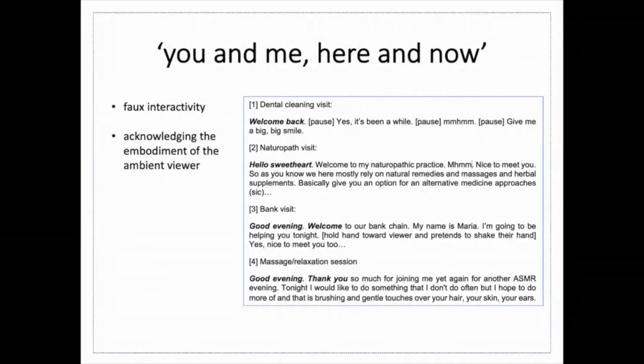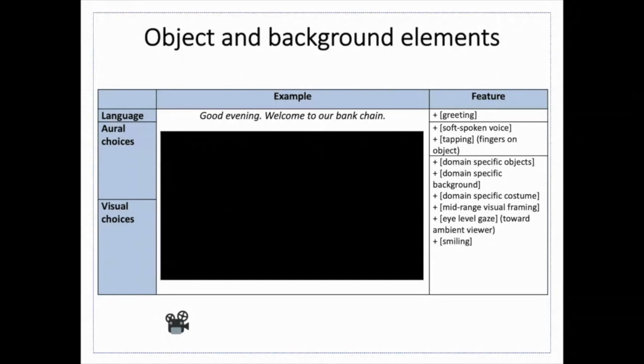It's also embellished by the YouTuber acknowledging the interactive co-presence of the ambient viewer, for instance, by referencing their physical embodiment, by identifying parts or qualities of their body, for example, in instance 4 in the massage session, talking about your hair, your skin, your ears. So the linguistic choices that I've just mentioned are coupled with the visual and oral choices that invoke the viewer's ambient presence in the interactional context. And this context can be portrayed through objects and background features in keeping with the fictive scenario. For example, a bank teller visit featuring a desk and files and the YouTuber dressed in office attire.